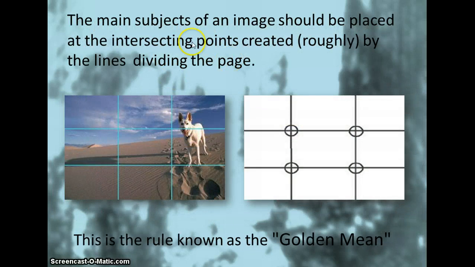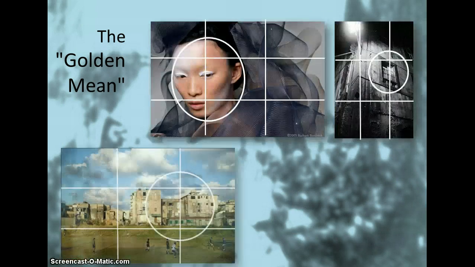Now, the rule of thirds is derived from another rule known as the golden mean. And the golden mean states that the most important subject matter, or the focal point, should be at either of these intersecting lines here. Now, I'm just going to show a couple of examples of the golden mean being used in photography.